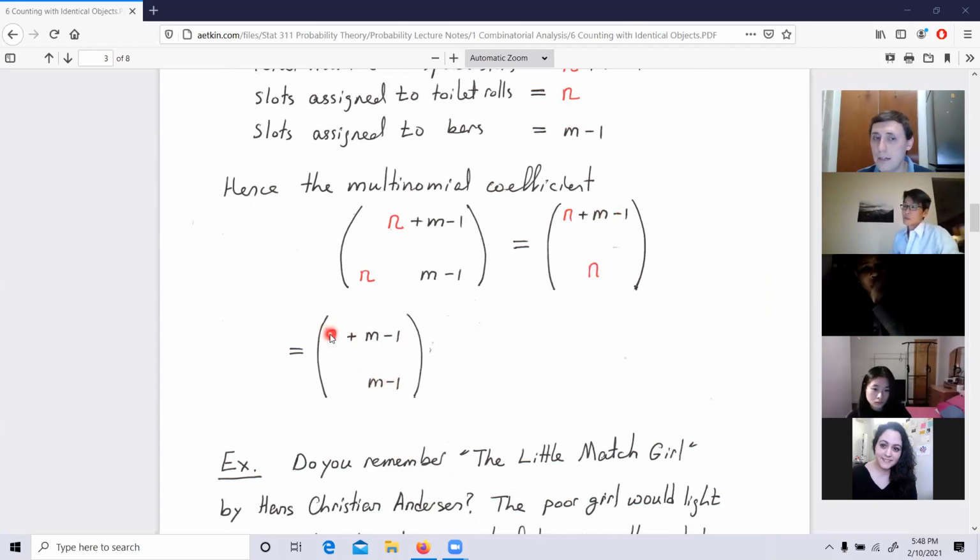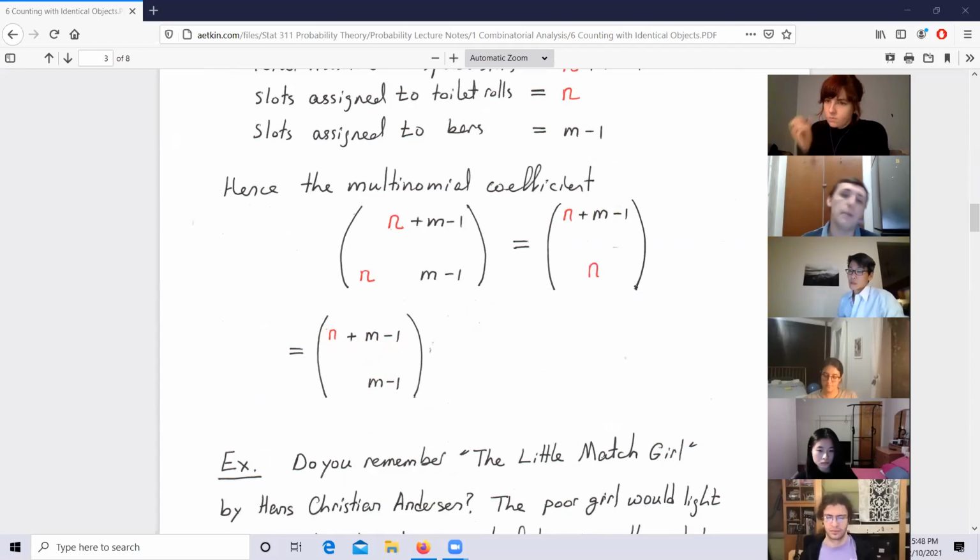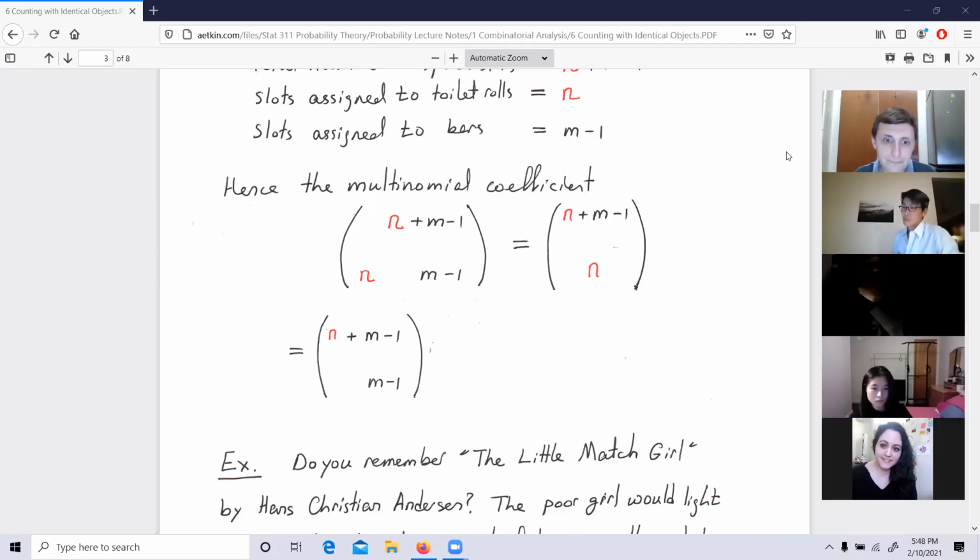You see? N refers to the toilet paper rolls. M minus 1 refers to the number of bars. We need 1 bar less than the number of destinies. Good? Destinies in this case, different hypochondriacs, they're individuals.